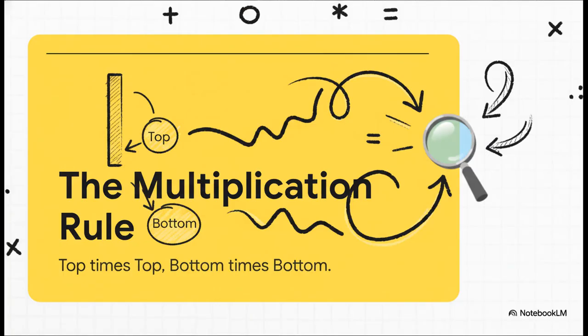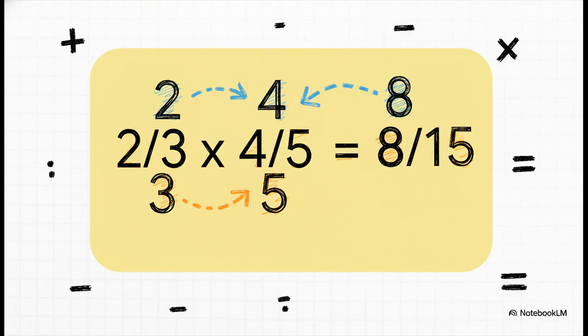This is it. This is the only rule you need for multiplying fractions. No common denominators, no crazy extra steps. Just burn this one phrase into your brain. Top times top, bottom times bottom. Let's see it in action.